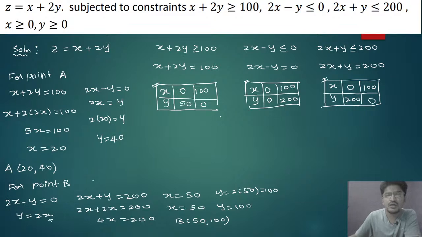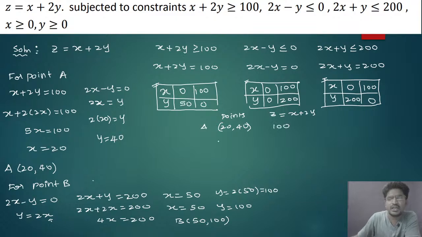Write here the points. Here point A is 20, 40. So z equation is x plus 2y. In the place of x you write 20, in the place of y you write 40. So this will be 100. So point B, what is point B? Point B is 50, 100. In the place of x you write 50, in the place of y you write 100. So 200 plus 50 is 250.